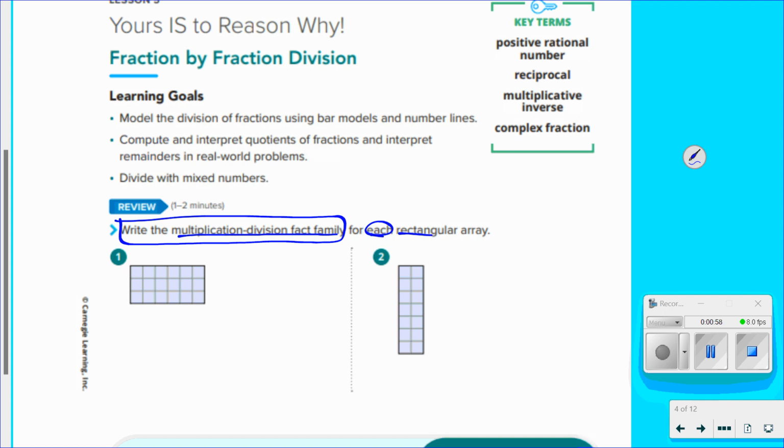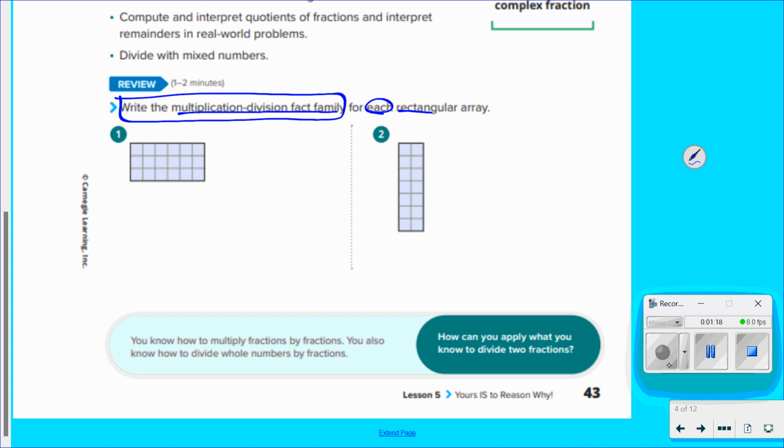So I've given you rectangular arrays, so you're going to have to count to figure out what numbers you're using. But write the fact families for both of these pictures. I'll give you a hint up front. You should have 4 things listed for each one. So we'll give you guys about 2 minutes. Go ahead and get started. This is individual work. I want to see who knows it, not what the table knows. So who wants to get us started on the first one?